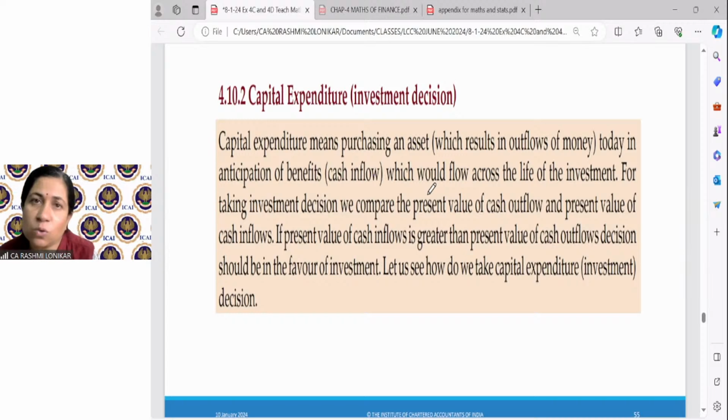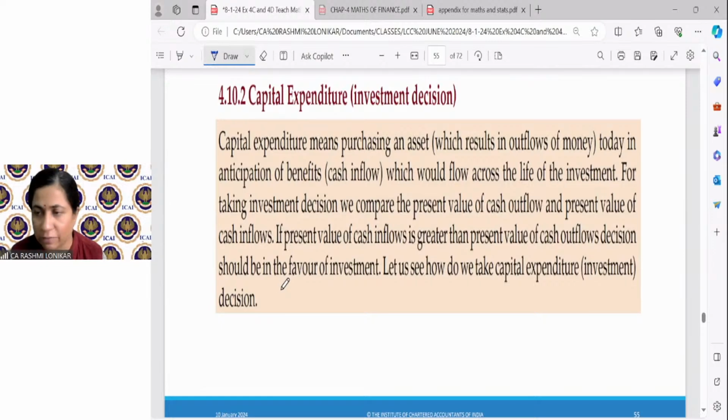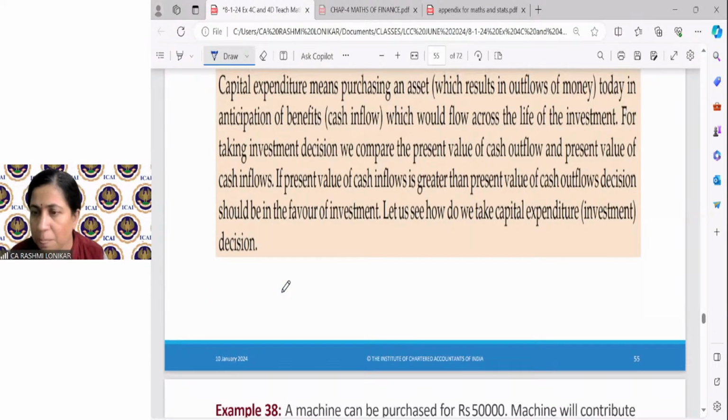Like this, similar to lease, I also have to decide whether I want to invest in a certain investment or not. So that is again an application of the capital expenditure investment decision.